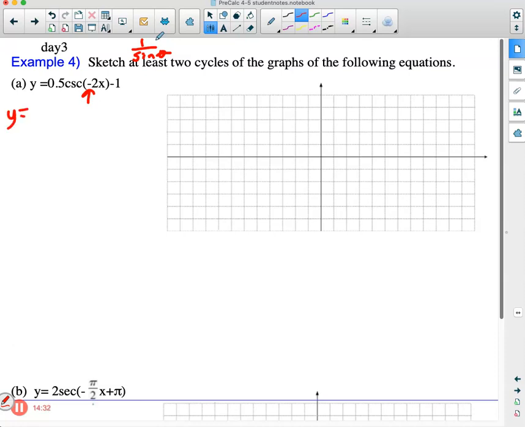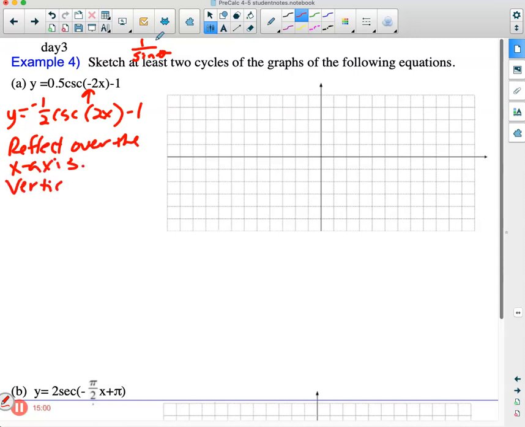And I don't like that 0.5. I would much rather work with 1/2. So I'm going to change that to negative 1/2 cosecant 2x minus 1. So now we want to think of that negative 1/2 and remember what that does. And so this is a reflection over the x-axis. That 1/2 is a vertical compression factor of 1/2.